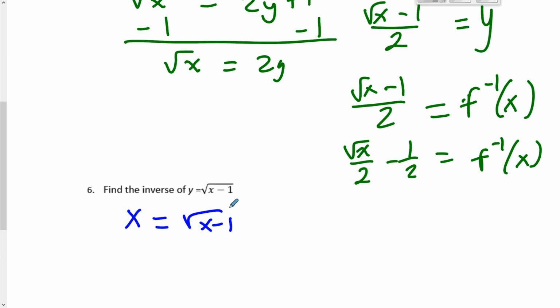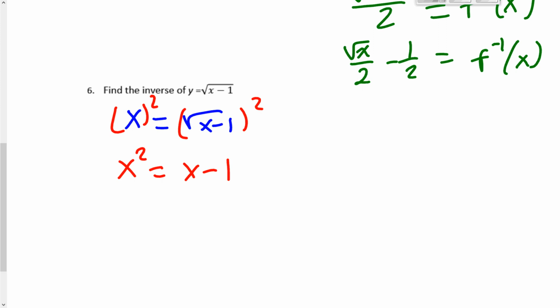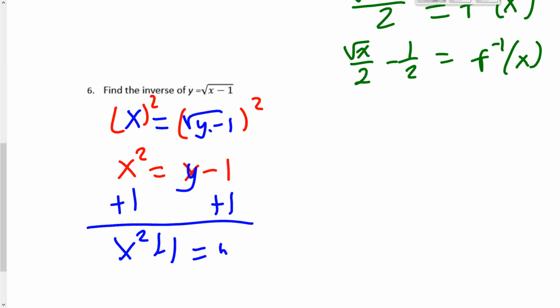You can go ahead and then square root both sides, or square both sides. Right, that's me squaring both sides. Then go ahead. Oh, I forgot, I didn't switch that to y. Sorry. y equals 1/2 x squared plus 1. Then switch that to f inverse of x. Okay, so there you go.